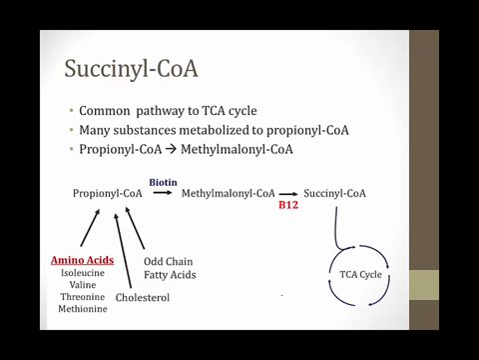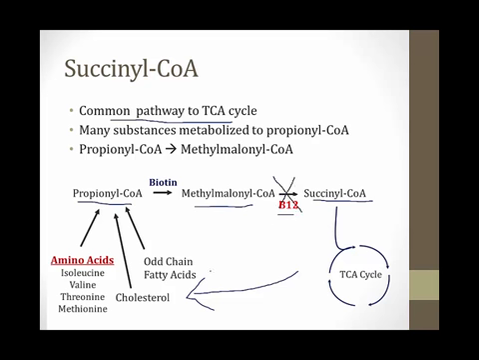To understand these disorders, you need to appreciate that succinyl-CoA is a common pathway to the TCA cycle for many substances. All the substances shown on the bottom left of the screen here can be metabolized into propionyl-CoA. So this includes a number of amino acids, also cholesterol, and also odd-chain fatty acids. All of these things can be metabolized to propionyl-CoA. Then via an enzyme that requires biotin as a cofactor, propionyl-CoA is converted to methylmalonyl-CoA. And then via another enzyme that requires vitamin B12 as a cofactor, methylmalonyl-CoA is converted to succinyl-CoA. So in the organic acidemias, one of the steps in this process is disrupted due to an enzyme deficiency. So in methylmalonic acidemia, this enzyme is deficient.